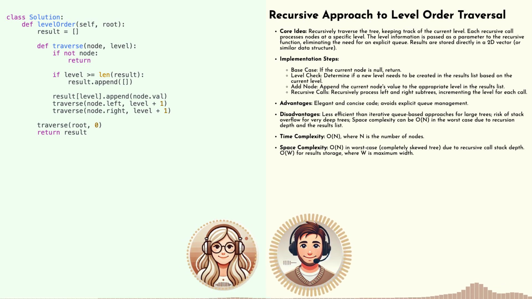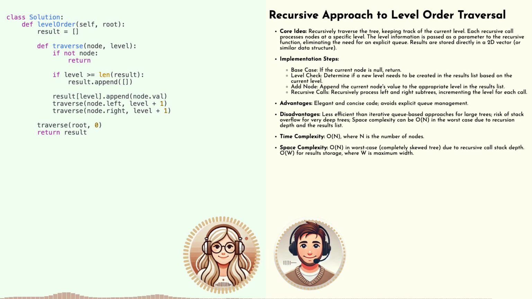So each recursive call is essentially focusing on a specific level. You got it. Each call handles a specific level, adding the current node's value to that level's list in our results, and then it recursively calls itself for the left and right children, increasing the level by 1 for each call. That's an interesting way to manage the levels without explicitly needing to use a queue.